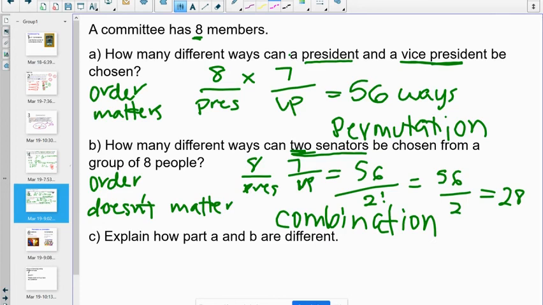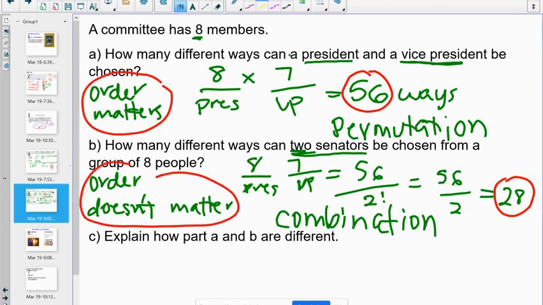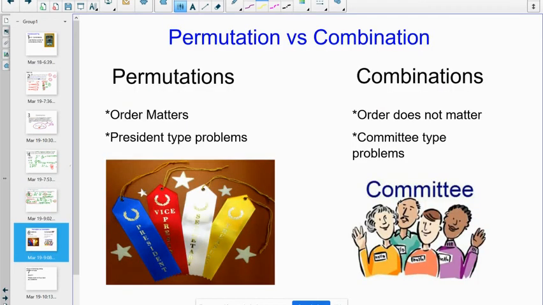And you can see that there's more outcomes in the permutation than there was in the combination. Remember, order matters in the permutation, and order does not matter in the combination. So now, again, this is just permutation versus combination. We're going to go into more depth in the next lesson. But just keep in mind, permutations, order matters, and permutations are like president type problems that we just did, when they have different roles, versus a combination, when order doesn't matter, because if you're assigning roles that are the same, like a committee, the order does not matter.